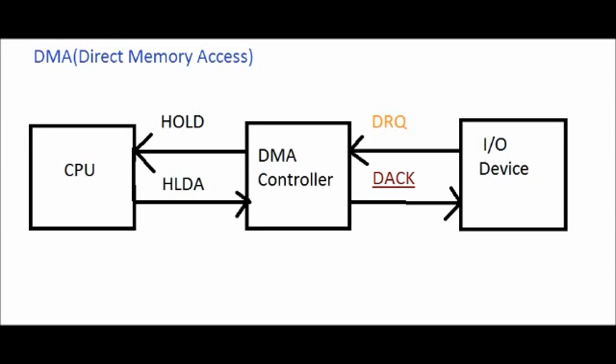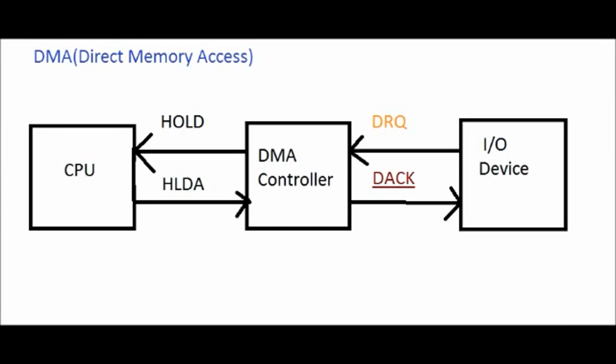To initiate DMA operation, the input-output device will send a DMA request signal, DRQ, to the DMA controller. On receiving the DMA request signal, the DMA controller sends a hold signal to the CPU. After getting the hold signal, the CPU stops the execution of the current instruction and surrenders the hold of the buses.